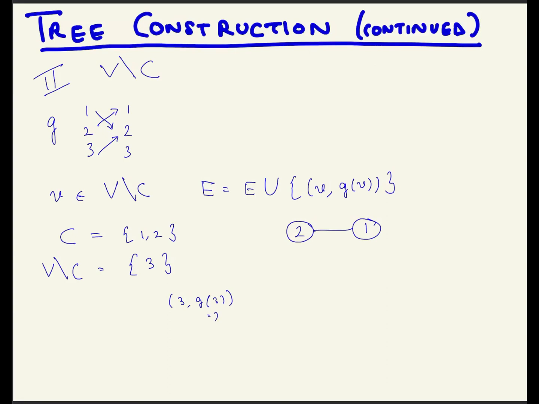So to recap, we'll connect the vertex 3, which is not part of any cycle under G, to its image under G, which in this case is G of 3, which is 2. Two things we still need to make sure of are that this process results in a connected graph, and second, there are no cycles in this graph. We'll take another example of this graph construction, and then we'll check those two properties.